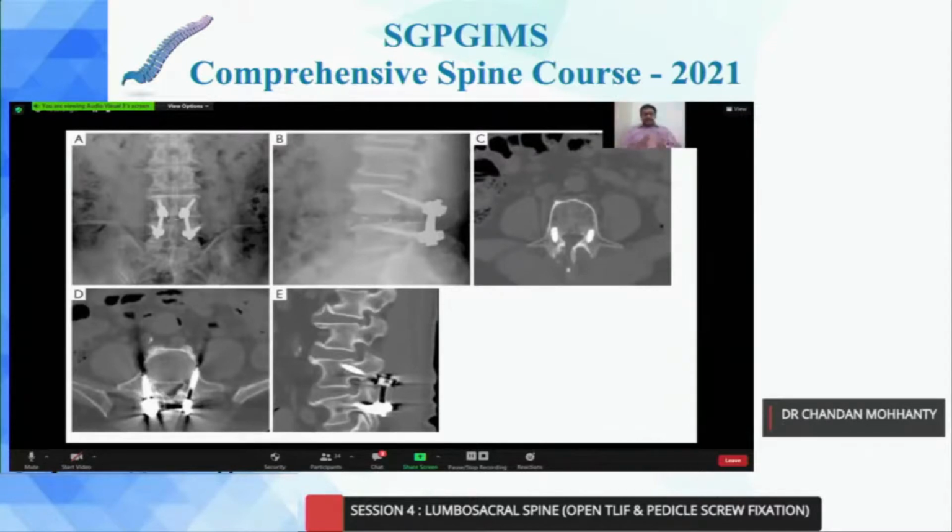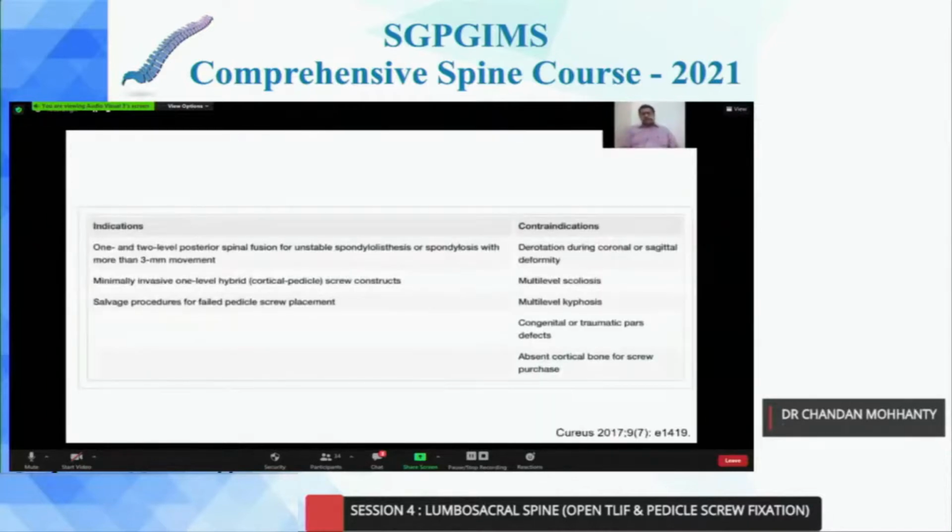The main advantage is that you don't need to do dissection too laterally, especially in obese patients and big patients. You can just do your central midline exposure, and you will have your entry points identified there itself. So this method is obviously contraindicated for patients who have pars defect or significant deformity.